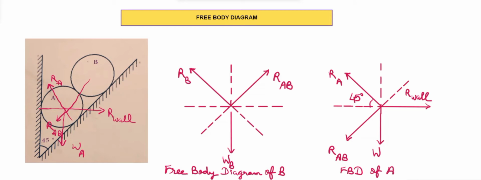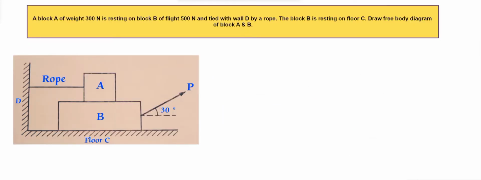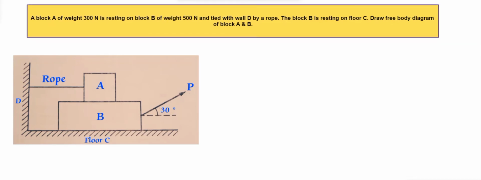Let's see another example. Here a block A of weight 300 Newton is resting on block B of 500 Newton weight and tied to the wall D by a rope. The block B is resting on the floor C. Draw the free body diagram of block A and B.